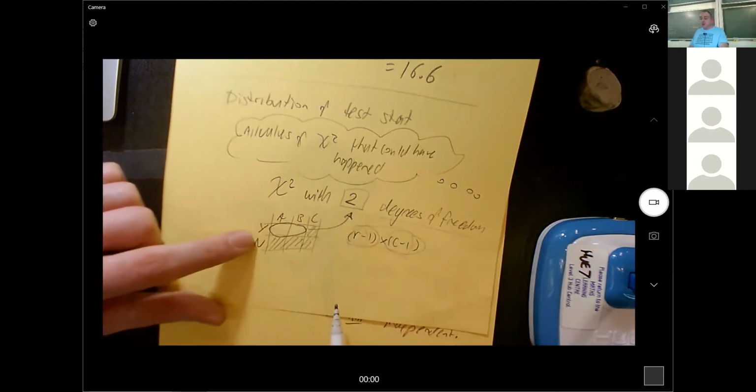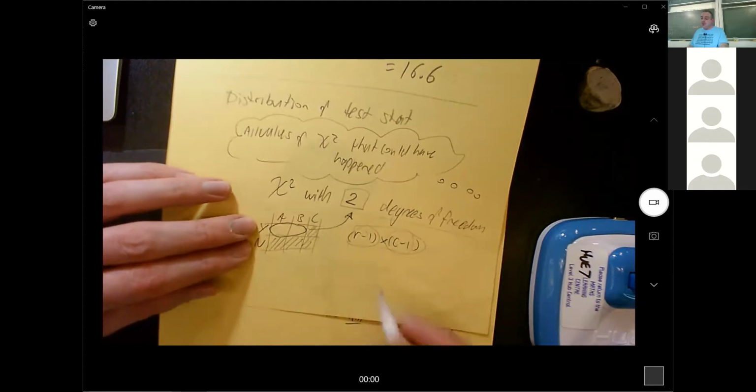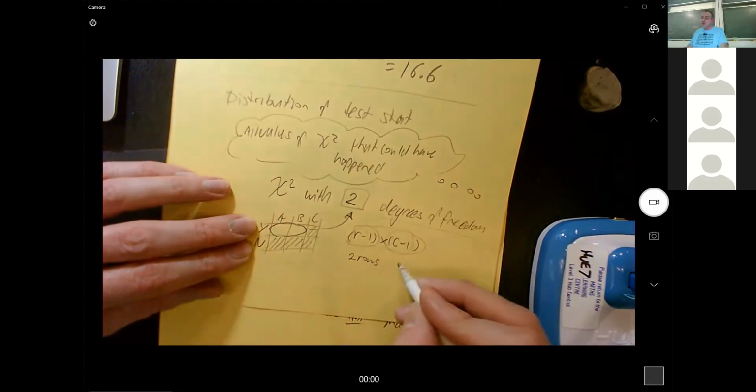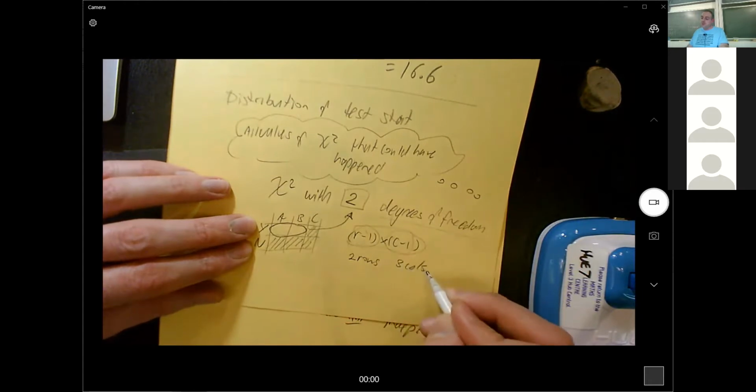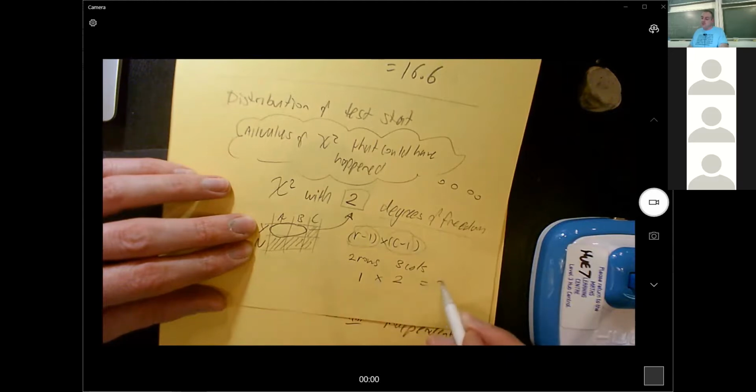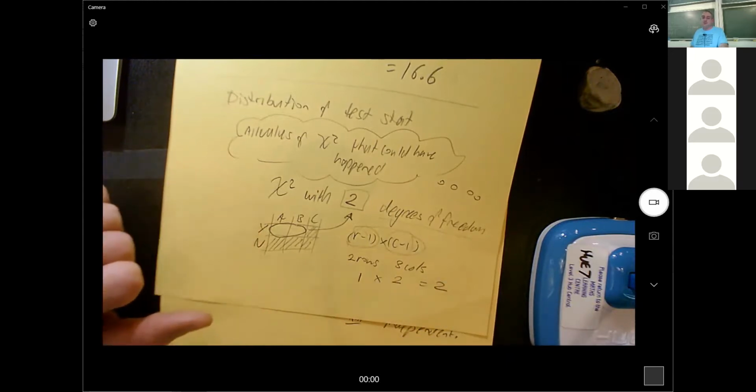But the alternative way is to say, how many rows have I got? I've got 2 rows. How many columns have I got? I've got 3 columns. And go 1 less than the number of rows, which is 1. That's what this R minus 1 stands for. And 1 less than the number of columns, that's 2. And times them together, that gives me 2 degrees of freedom.